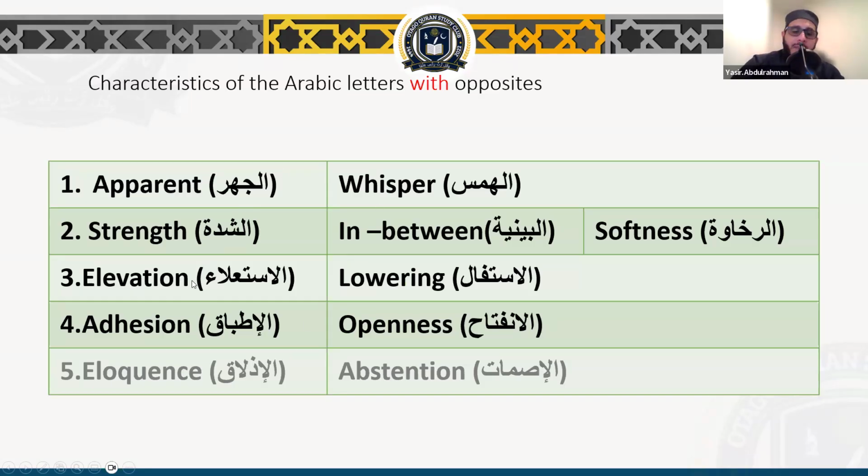The names of them in Arabic. The first one is al-jahr wal-hams. The English translation for that is apparent and whisper. The second characteristic is al-shidda, or strength. The opposite of it is al-rakhawa, or looseness or softness.